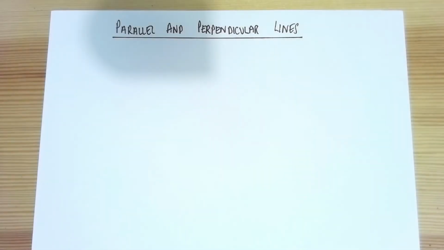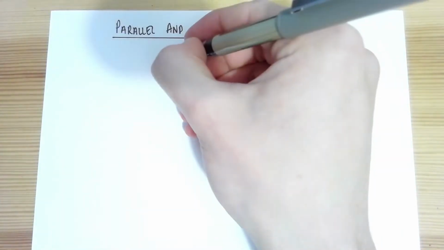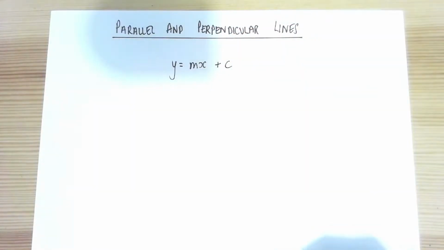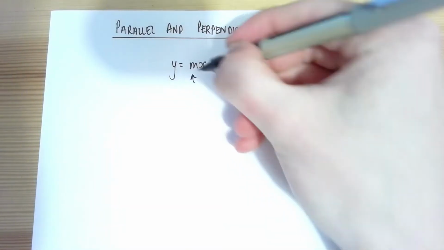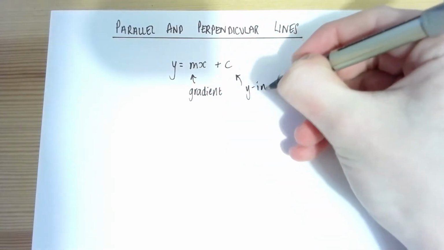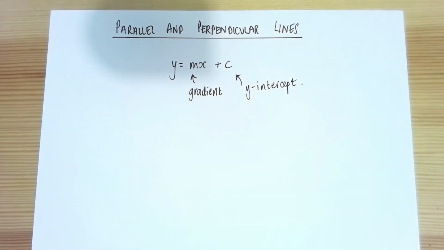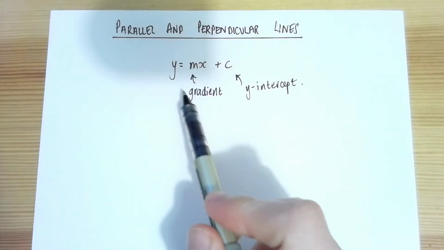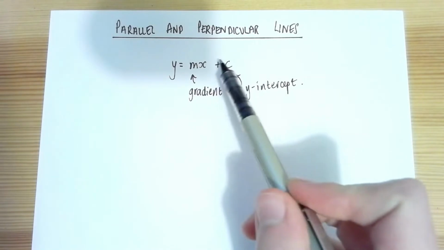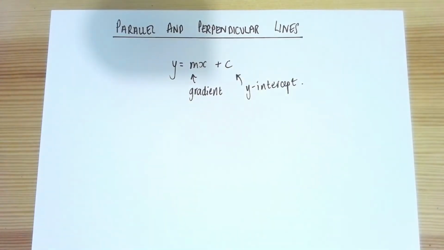Okay, so in this video we're going to be looking at parallel and perpendicular lines. Now any straight line can be given in the form y equals mx plus c, where m is your gradient, c is your y-intercept. The gradient is how steep your line is, and the y-intercept, c, is where your line crosses through the y-axis.